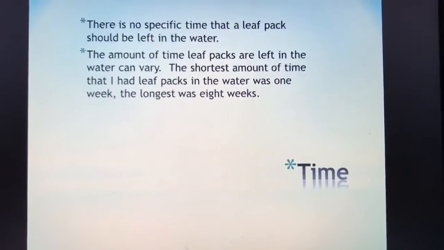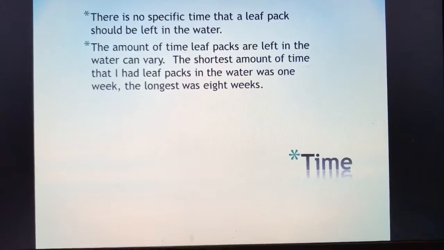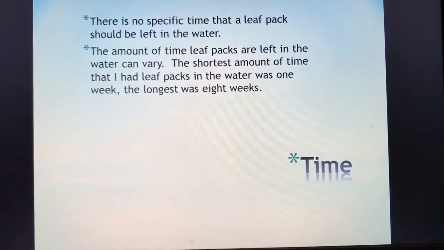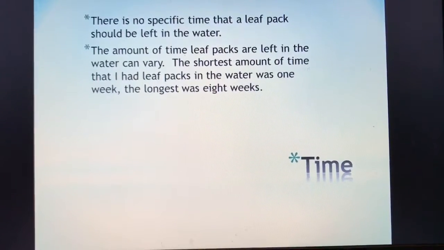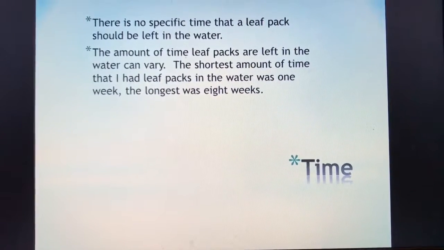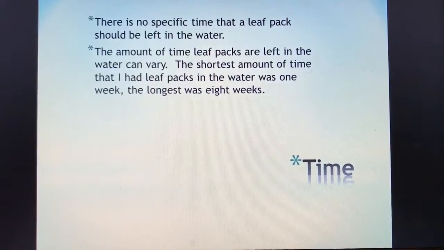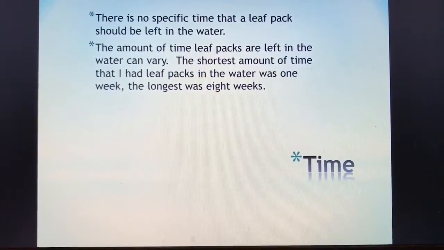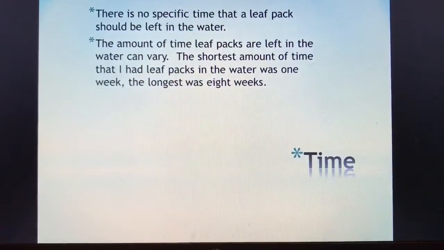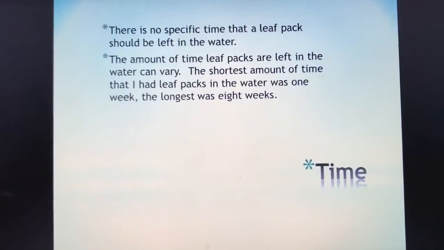So my independent variable was time. I use this as my variable because I've seen others who have done projects on leaf packs and there was no set time that they should be left in the water. The amount of time that leaf packs are left in the water can vary. The shortest amount of time that I used was 1 week, and the longest that I tested was 8 weeks.